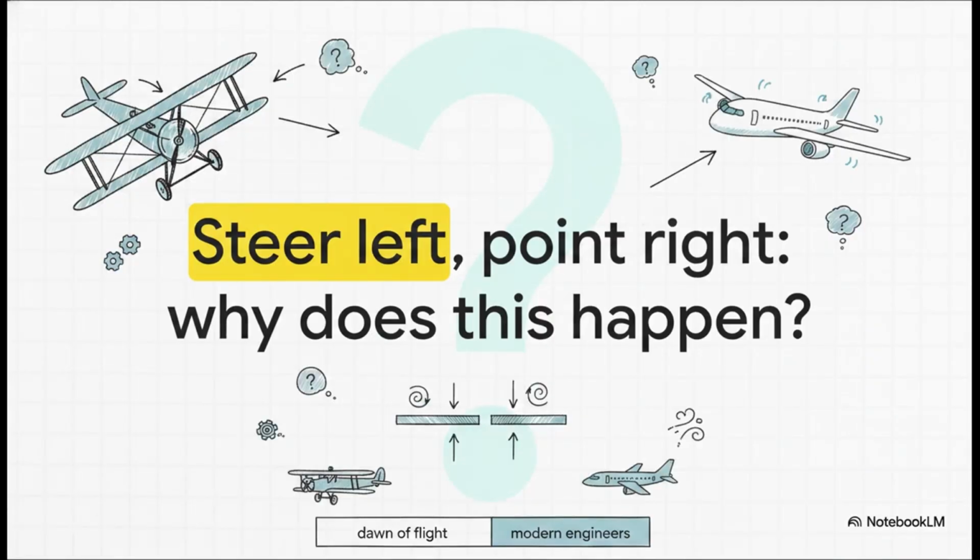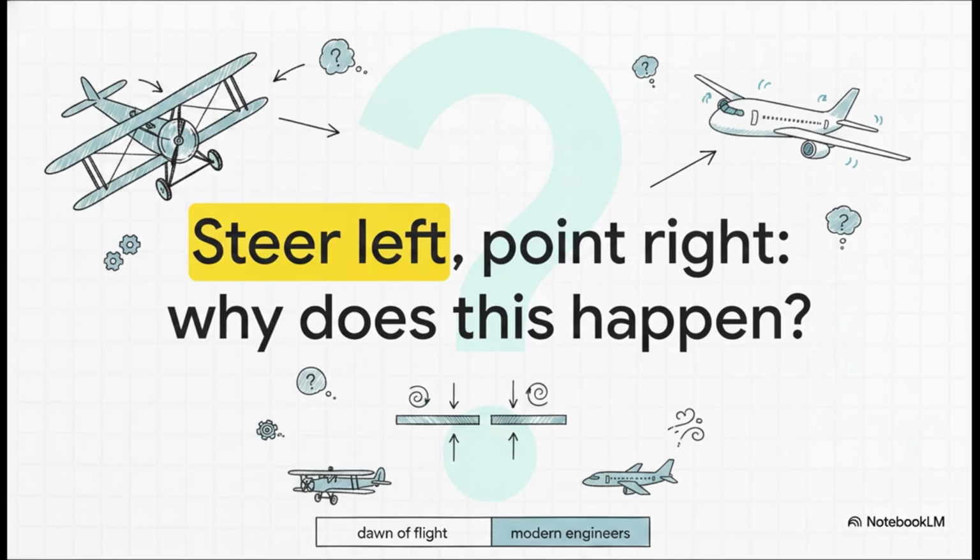Okay, so let's dive right into this paradox. Imagine you're driving down the highway, you turn your steering wheel to the left, but the hood of your car suddenly swings out to the right. Sounds crazy, right? Like a complete glitch in the physics matrix. But this is a very real challenge that has plagued pilots literally since the absolute dawn of human flight.